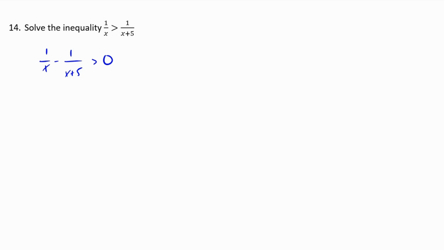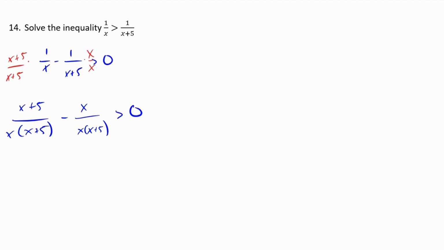So this first one, I need to multiply by x plus 5 on x plus 5. And the second one, I need to multiply by x over x. I distribute everything. I get x plus 5 over x times x plus 5 minus x over x times x plus 5 greater than 0. I want to combine these, so I end up with 5 over x times x plus 5 greater than 0.